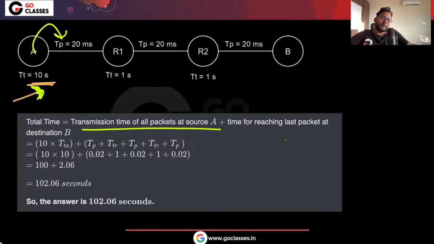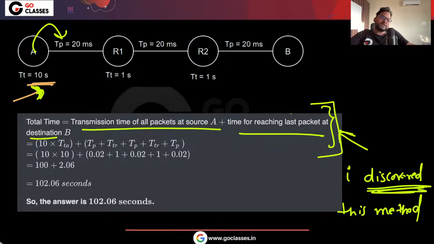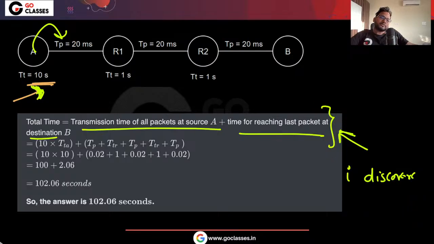Is this method okay to everyone? I only told this method. I don't know if I should use that word or not, but maybe I can: I discovered this method. For the PYQs also, I have already answered these types of questions using this method: you take the transmission time for all, and then just focus on the last packet. Then the last packet will go.